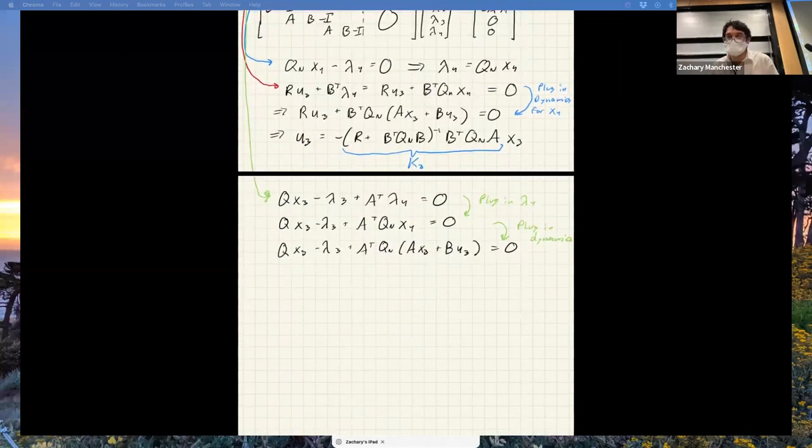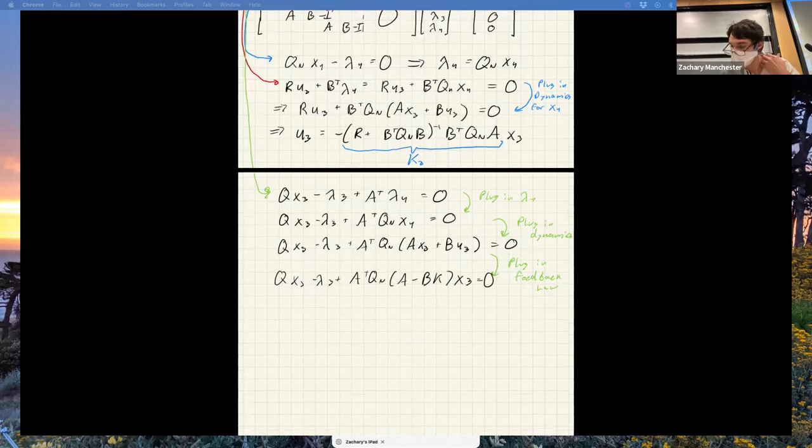And down here now, I can plug in the feedback law for the u here, right? To eliminate the u. And get this thing to be, sorry, this is a little bit in the weeds, but the answer will clean up really nice in a sec. So now we've got A transpose QN, A minus BK X3 equals zero. Okay, and now I've got an equation for lambda in terms of X. So let's do that.